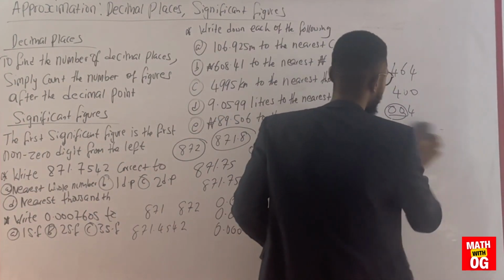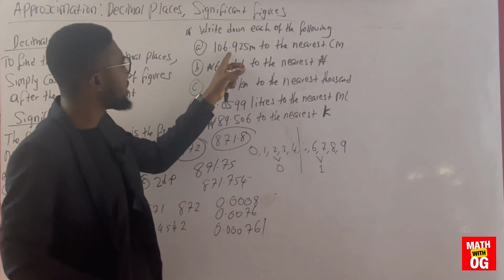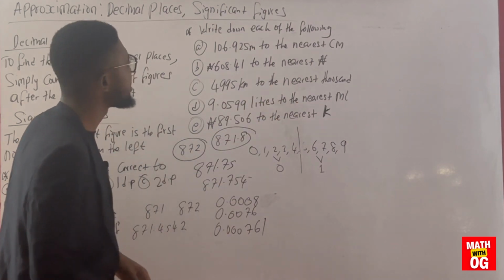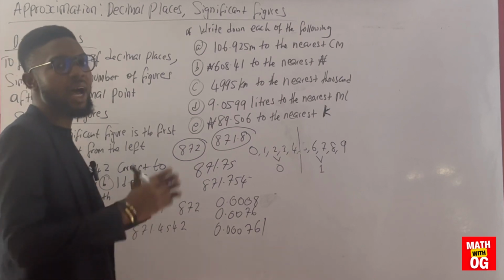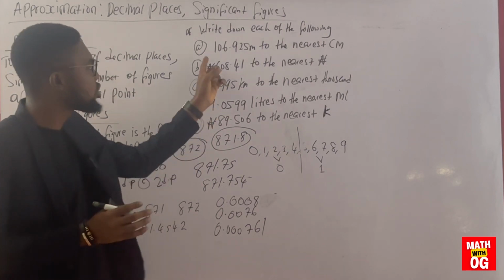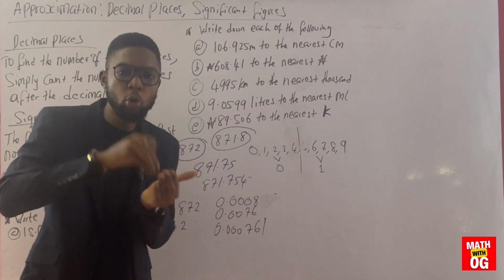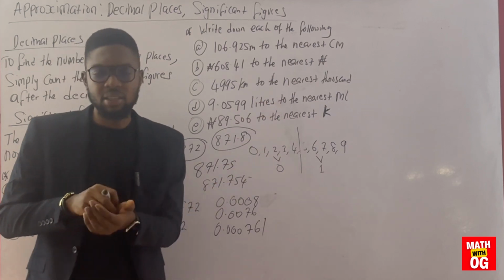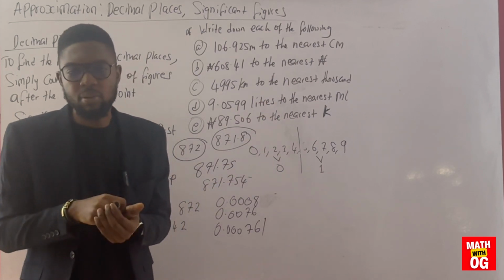Very first question. You are asked 106.925 meters to the nearest centimeters. 106.925 meters to the nearest cm simply means approximate or change this number to centimeters and leave your answer in whole numbers in centimeters. I repeat, change this guy to centimeters and leave your answer in whole numbers in centimeters.